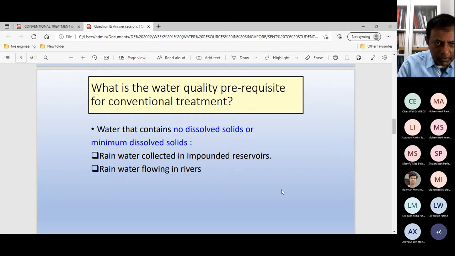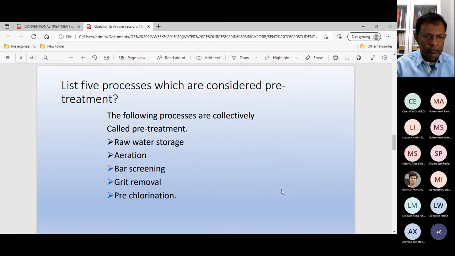Okay, now, five processes are considered as pre-treatment. Pre-treatment means before the water goes into the process of removing solids. Before that, we have to do this. These are all part of the treatment chain. The raw water storage can be considered as a treatment unit.